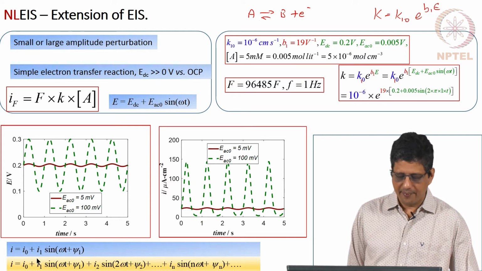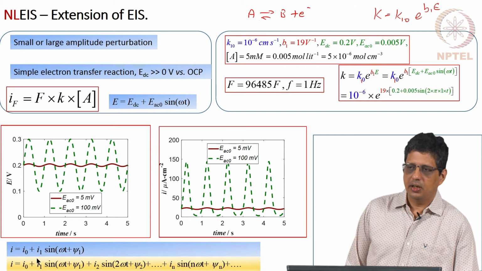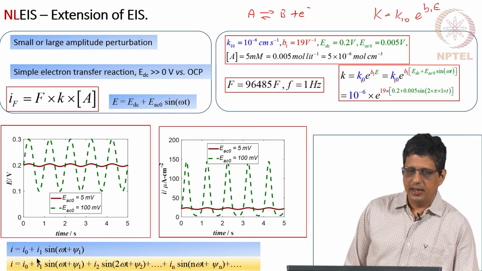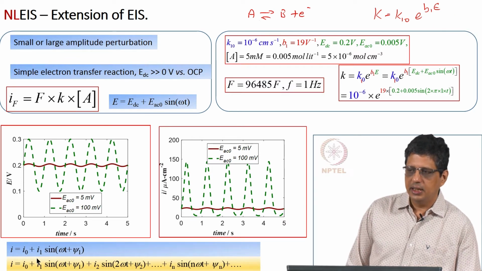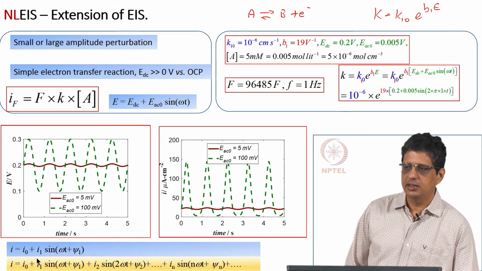This is just to show you that you would expect a nonlinear response when you use large amplitude perturbation, and we have taken a very simple reaction and assumed only the forward reaction is significant, the reverse reaction is neglected, because we are at a DC bias where the forward reaction would happen and the reverse reaction is not going to happen.